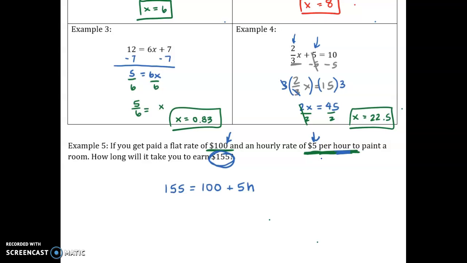So H is your variable, and 100 needs to move over to the other side. We're trying to isolate H right here. So I have 55 equals 5H. Then I divide by 5, because it's 5 times H equals 55. So H, the number of hours that I have to work, is 11.